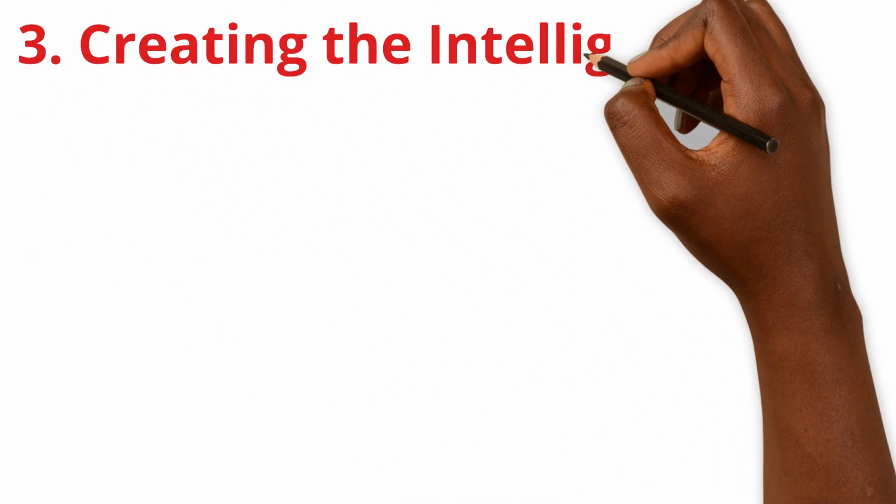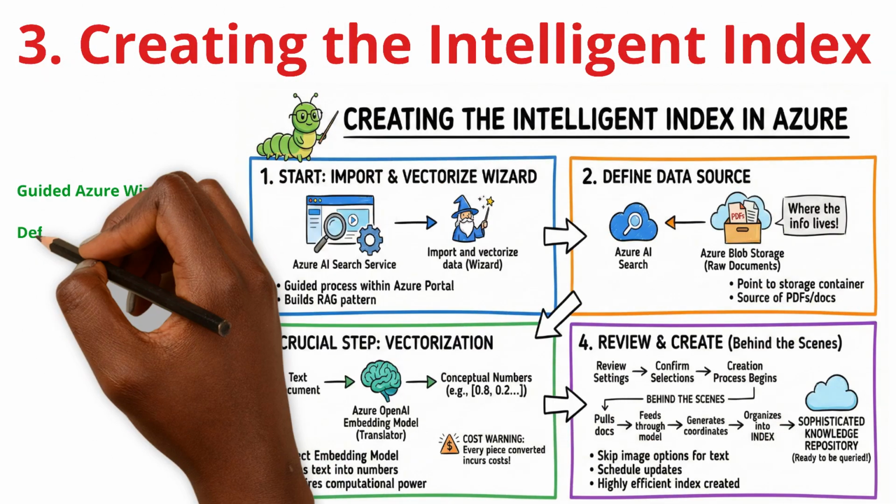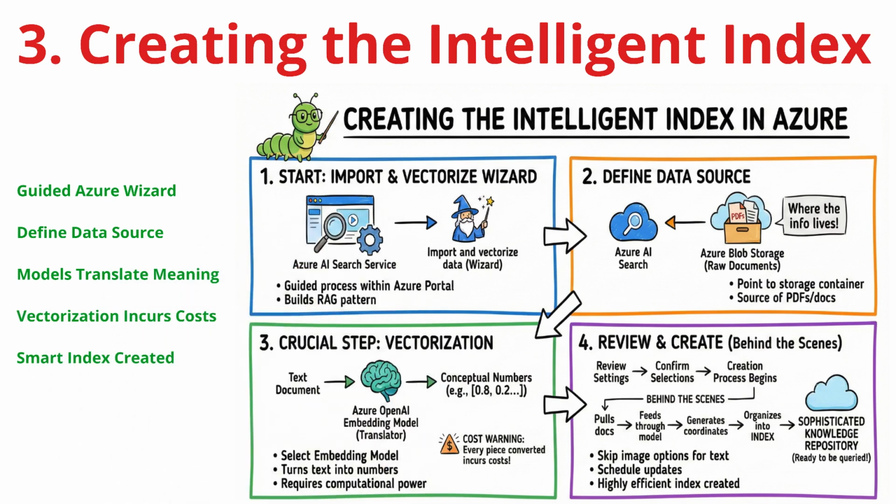Once your prerequisites are ready, creating an intelligent index happens within the Azure portal. While often done by developers, it's a relatively guided process using the Import and Vectorize Data Wizard, designed to help build your RAG pattern. First, you define the data source. You must tell the search service exactly where your information lives, specifically pointing it to the Azure Blob Storage container holding your raw PDF documents.